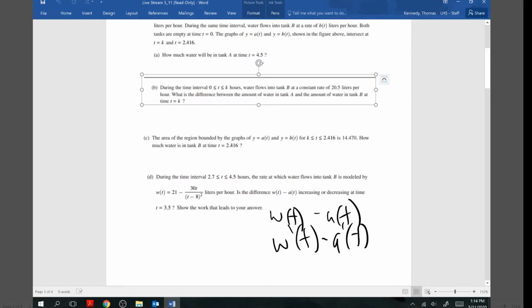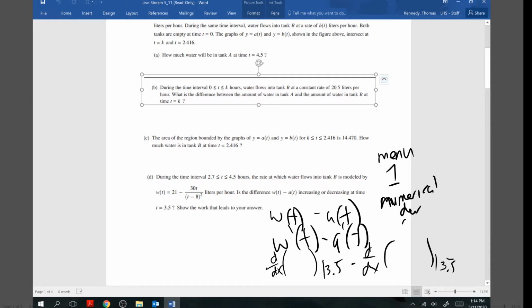So all I do is on my calculator, I just do d over dx of blah evaluated at 3.5 minus d over dx of blah evaluated at 3.5. And you can do this by doing menu 1 and numerical derivative at a point.